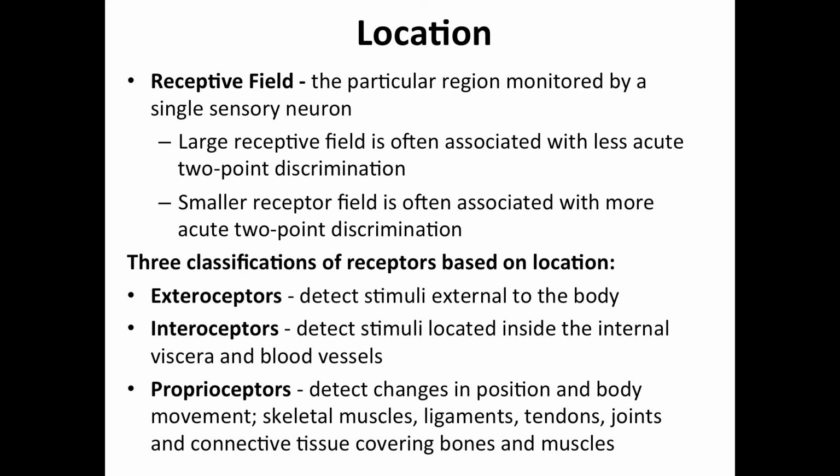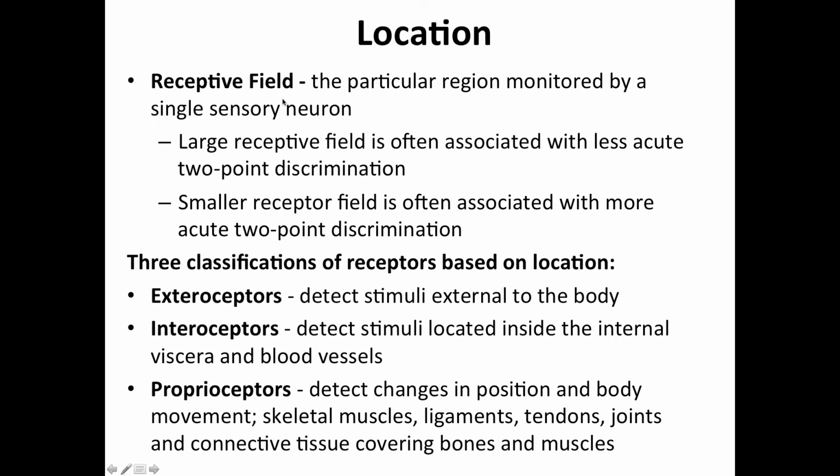Interoceptors, detecting stimuli located on the internal viscera and blood vessels, and proprioceptors, a word we've used many times now, detecting changes in body position and movement. These are found in skeletal muscles, ligaments, tendons, joints, and all the connective tissues such as the fascia and the periosteum that cover our bones and muscles. Now, anytime you're looking at location, these neurons' receptors tend to have what's called a receptive field.